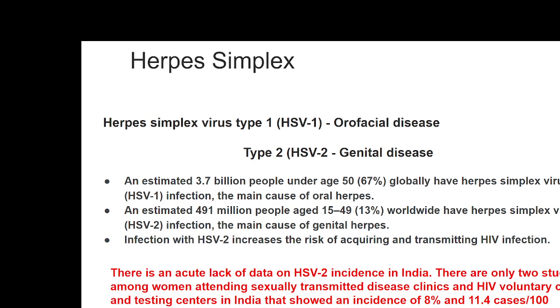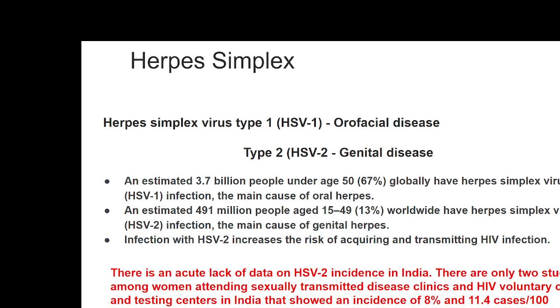Now, as far as the statistics are concerned, around 3.7 billion people under the age of 50, that's 67% of people, globally have herpes simplex virus type 1 infection, which is the main cause of oral herpes. An estimated 491 million people aged 15 to 49 worldwide have herpes simplex virus type 2, which is the main cause of genital herpes.